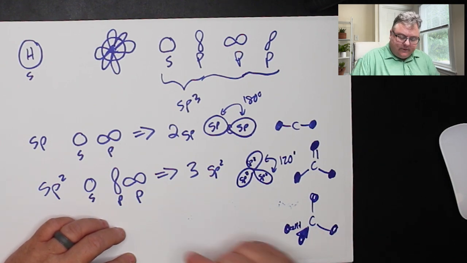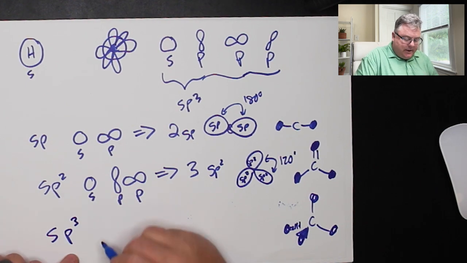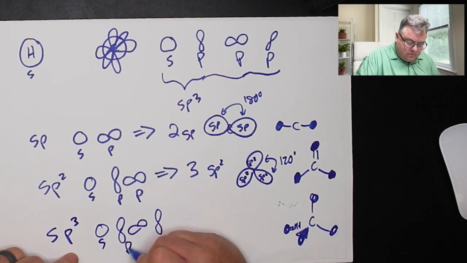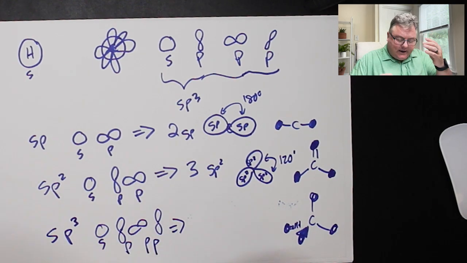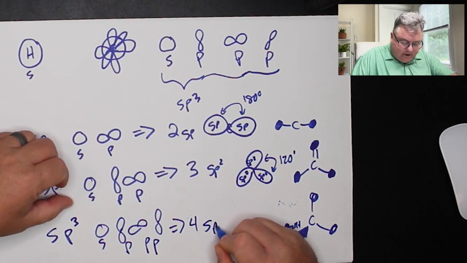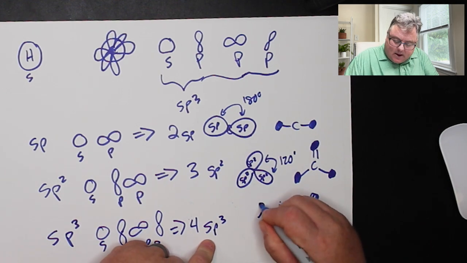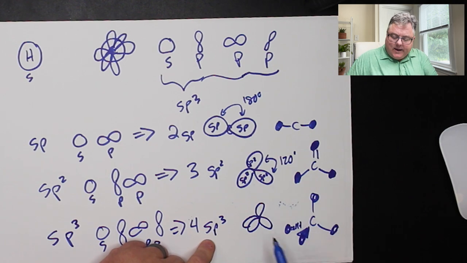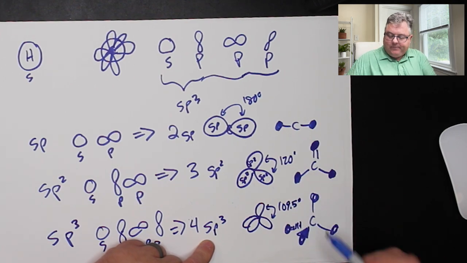But I need 4 things. So I'm going to mix 4 things together, an s and 3 p's. So my s and all 3 p's. So since I'm mixing 1, 2, 3, 4 things together, I need to make 4 sp3, we'll call them, because I'm mixing all of those together, orbitals. And when they get away from each other, they'll be as far away from each other as they can, they end up in kind of a tetrahedral shape, where these are 109.5 degrees away from each other, tetrahedron.